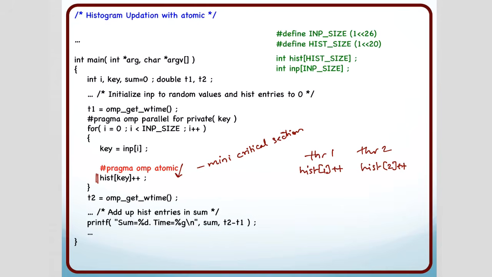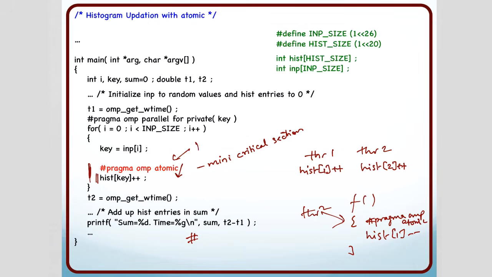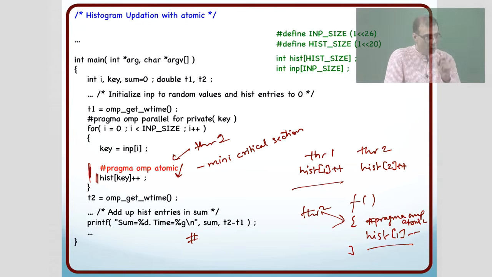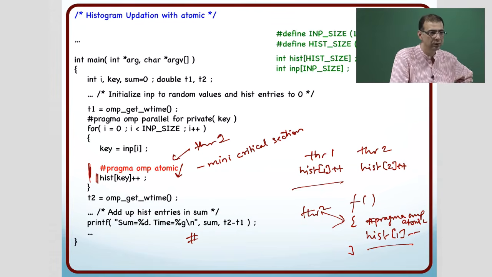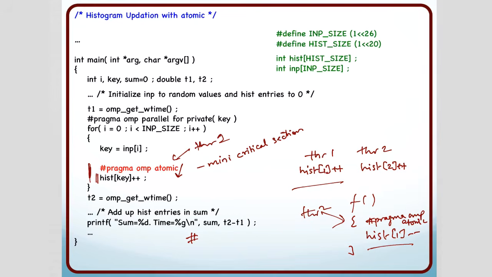But let's say thread 2 was somewhere else, maybe not in this piece of code. Maybe I called a function somewhere, and inside that function thread 2 was trying to do hist 1 minus minus, and this was inside hash pragma OMP atomic. So if thread 2 is executing this code and thread 1 is executing this code, and both of them are trying to update hist 1, it will not allow them to happen together. This is ensuring that that particular memory location is not updated by two threads at the same time. That's what it does.